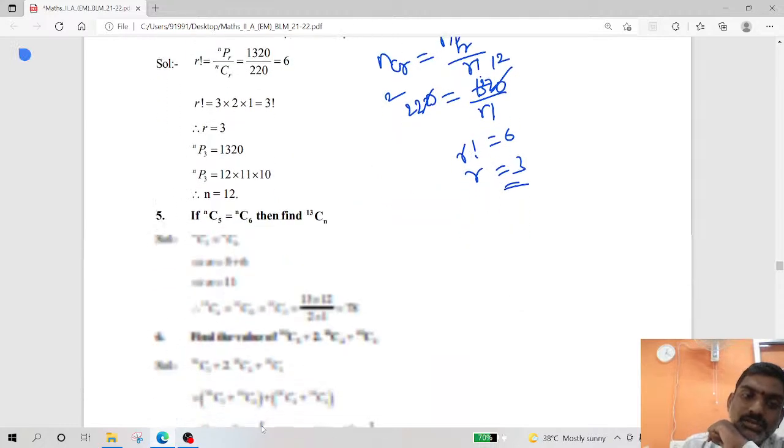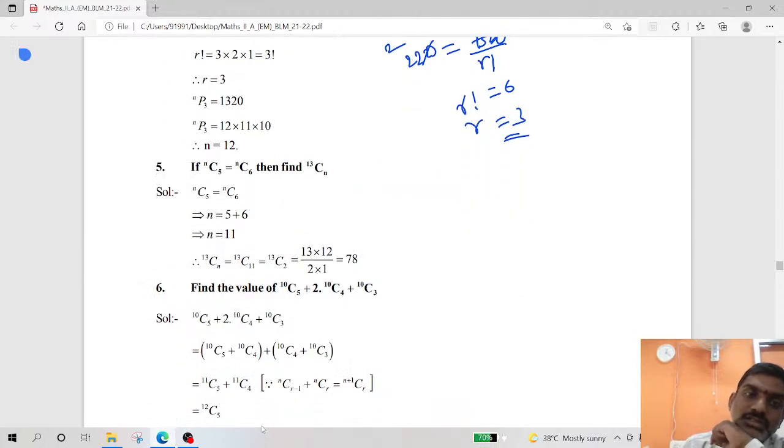Next, nC5 is equal to nC6, then 13Cn. nC5 is equal to nC6 means n is equal to 11 only. Then 13C11 is 13C2, 13 times 12 by 2 times 1. Find the value of 10C5 plus 2 times 10C4 plus 10C3. So 10C5 plus 2 times 10C4 plus 10C3: 10C5 and 10C4 is one pair, then 10C4 and 10C3 is one pair.